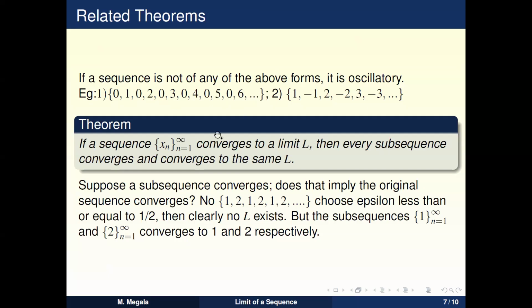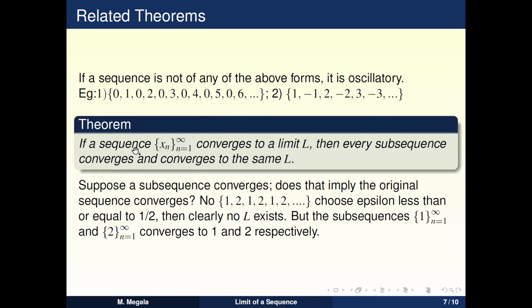etc. This sequence is oscillatory because see what it is doing: 0, then going to 1, coming back to 0, then going to 2, then coming back to 0 and going to 3. So it's oscillating, right? That's why we say it is an oscillatory sequence. Okay, this is also another example.